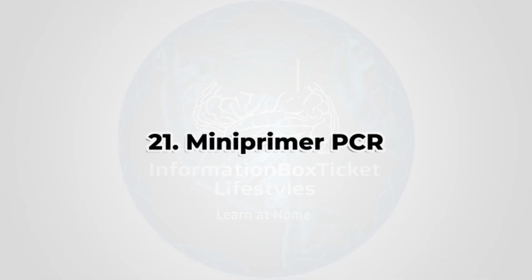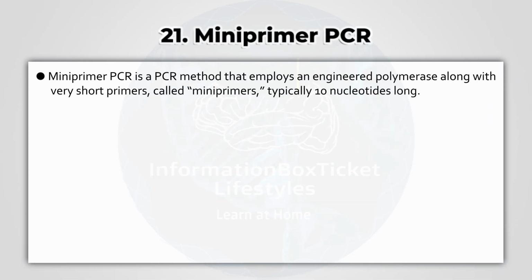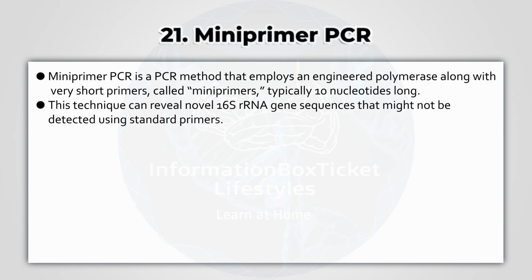21. Miniprimer PCR. Miniprimer PCR is a PCR method that employs an engineered polymerase along with very short primers called miniprimers, typically 10 nucleotides long. This technique can reveal novel 16S RNA gene sequences that might not be detected using standard primers.